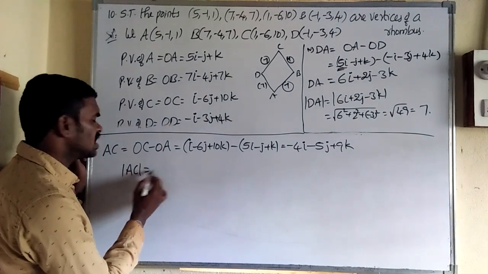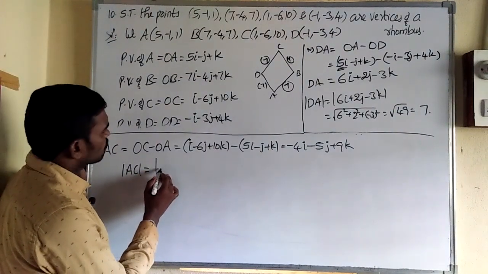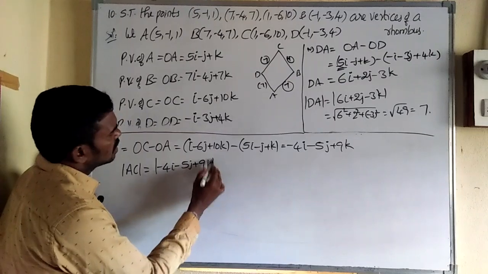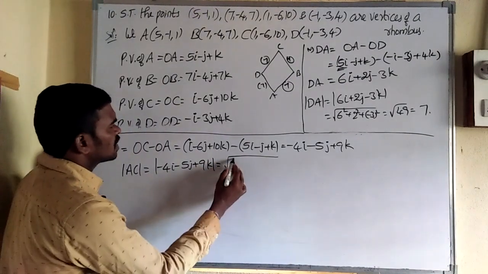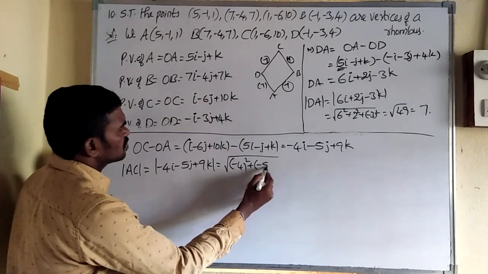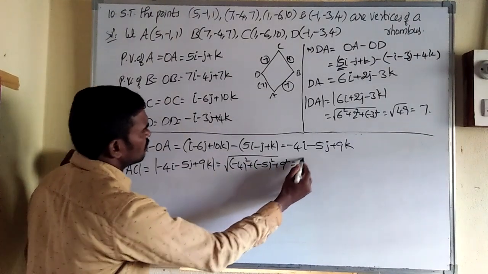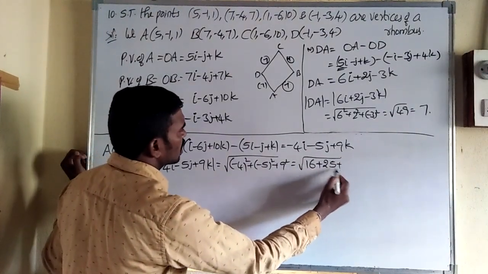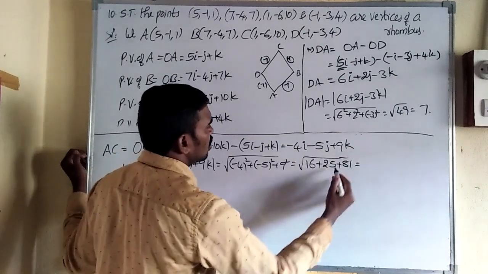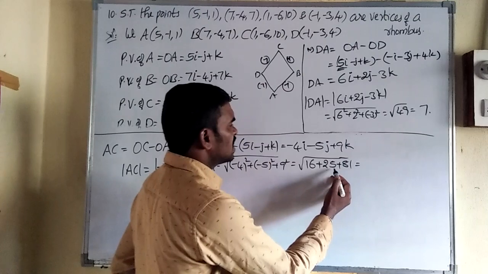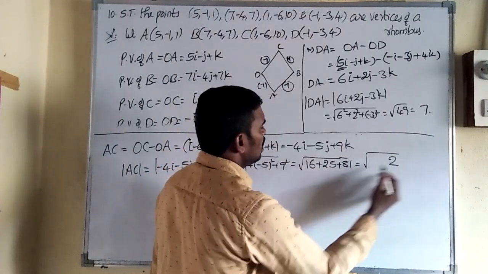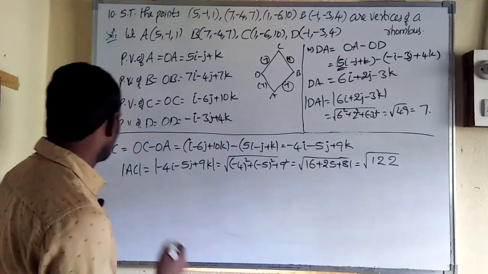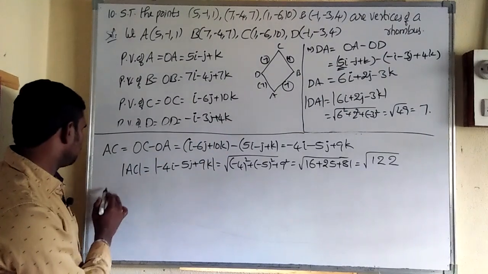Immediately, what is the length of diagonal AC? That is modulus of minus 4i minus 5j plus 9k, equal to root of i coefficient minus 4 whole square, j coefficient minus 5 whole square, k coefficient 9 square. Minus 4 square becomes 16, 5 square becomes 25, 9 square becomes 81. So how much is it? 16 plus 25 is 41, plus 81 is 122. We got root 122. Next, to find the other diagonal BD.